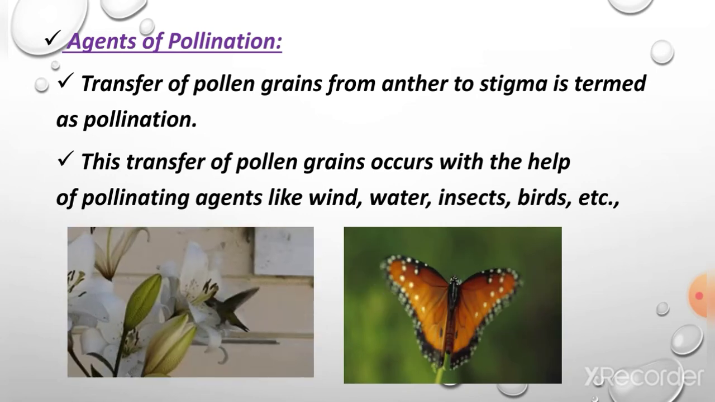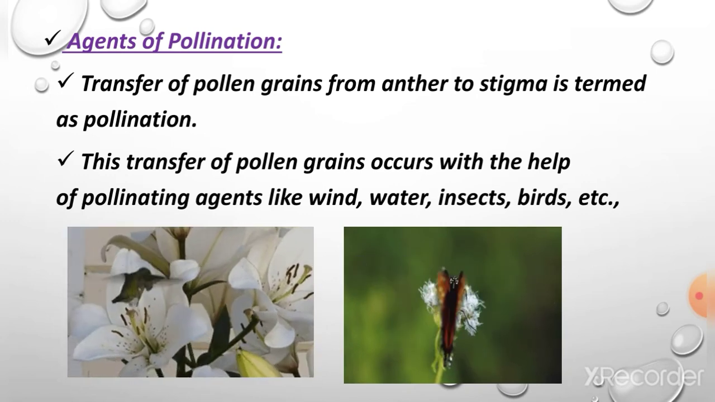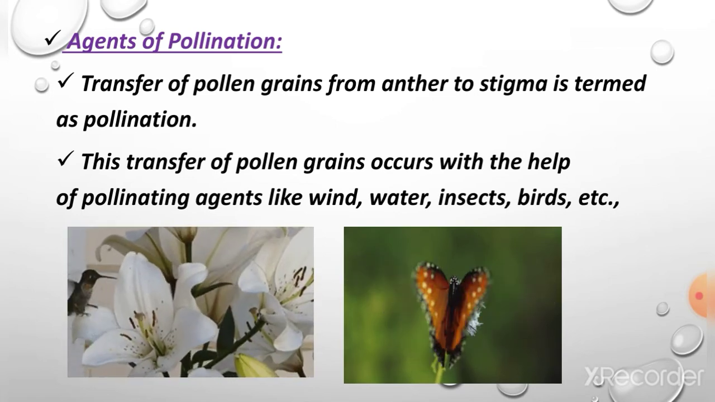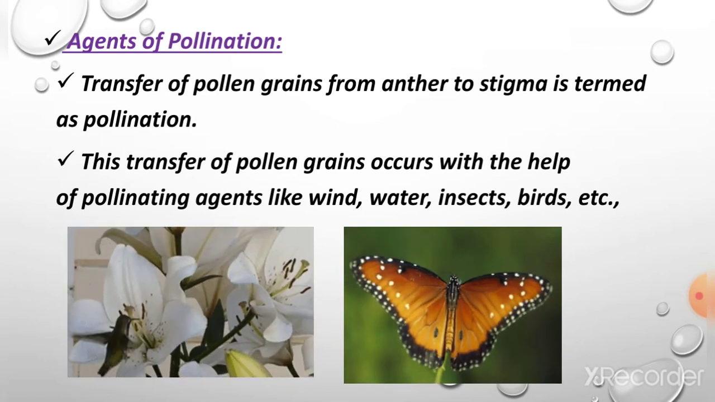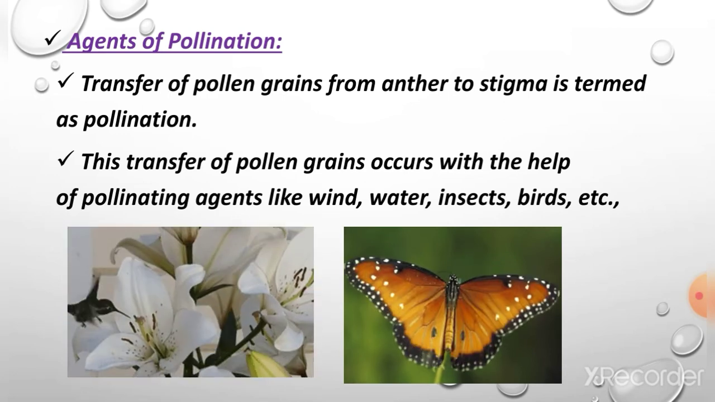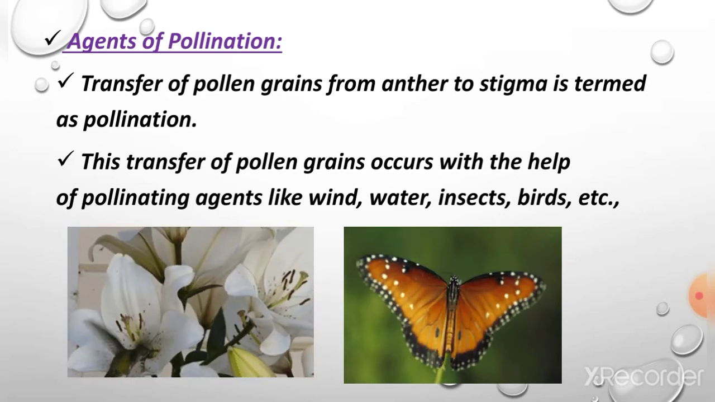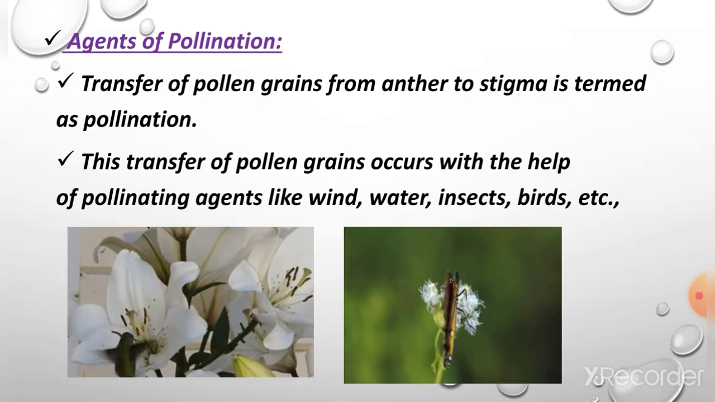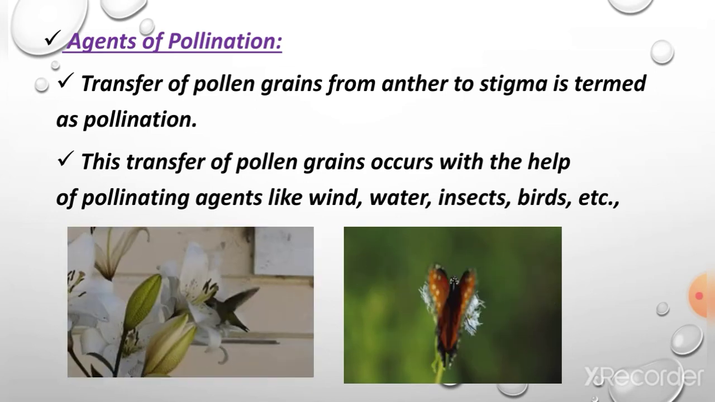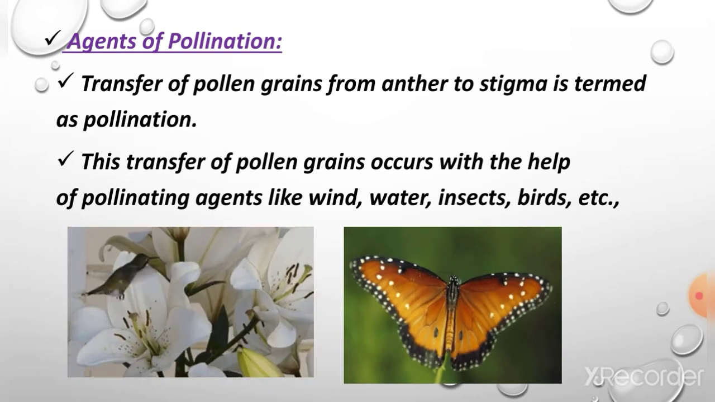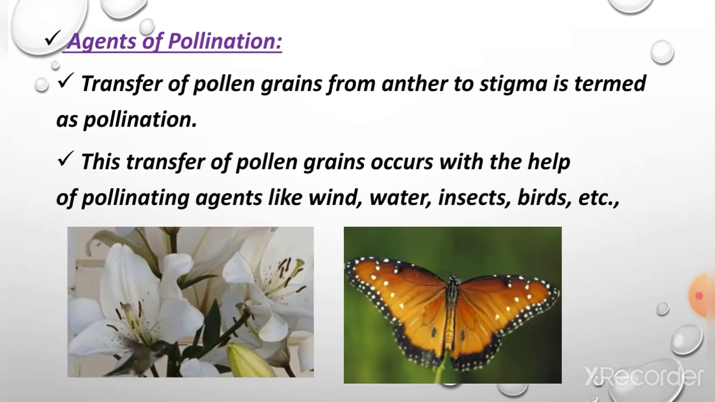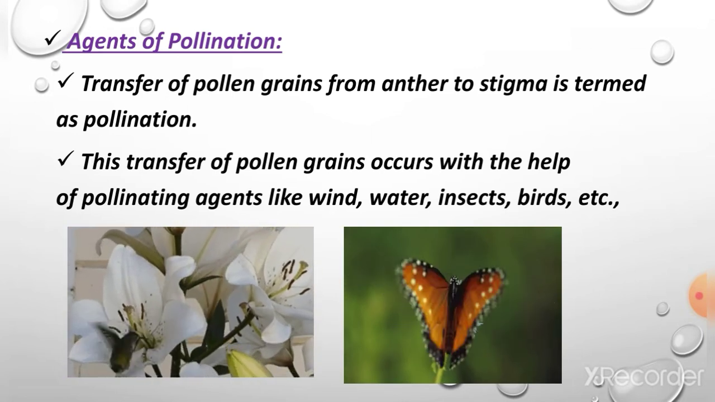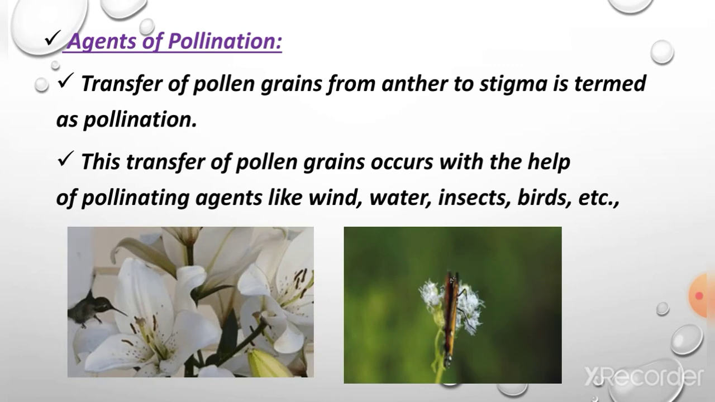Transfer of pollen grains from anther to stigma is termed pollination. But this pollination can be done with the help of the following agents: wind, water, insects, birds. The transfer of pollen grains occurs with the help of pollinating agents, so these are known as pollinating agents.